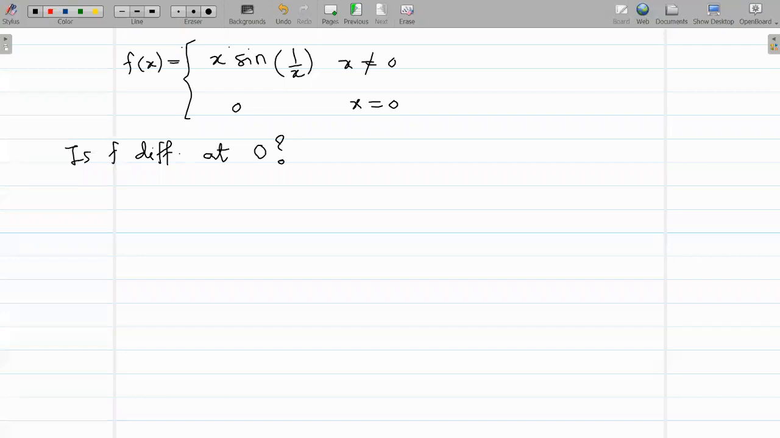So can you work out? You can take 2 minutes to decide the differentiability. Apply the definition.